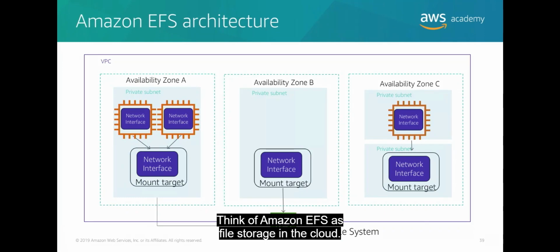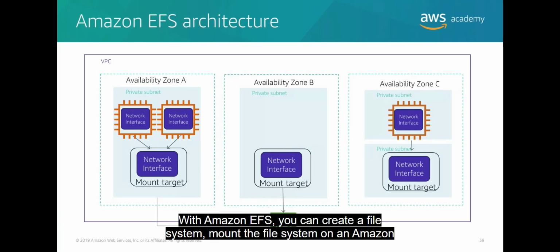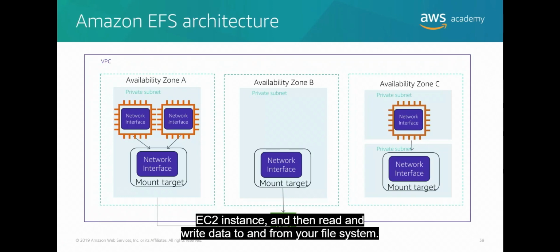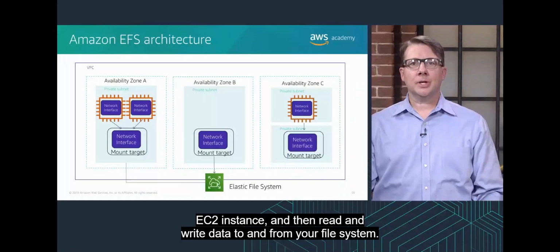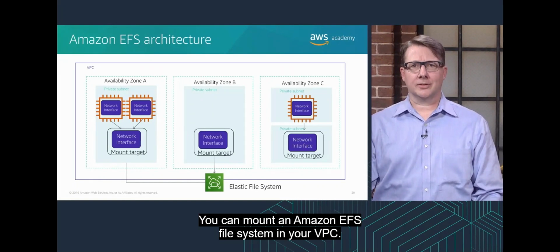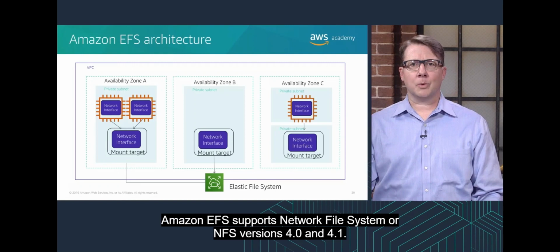Think of Amazon EFS as file storage in the cloud. With Amazon EFS, you can create a file system, mount the file system on an Amazon EC2 instance, and then read and write data to and from your file system. You can mount an Amazon EFS file system in your VPC. Amazon EFS supports Network File System, or NFS, versions 4.0 and 4.1.